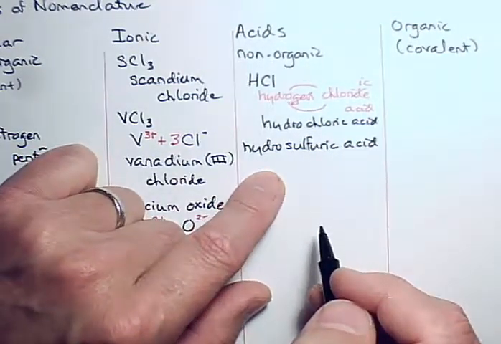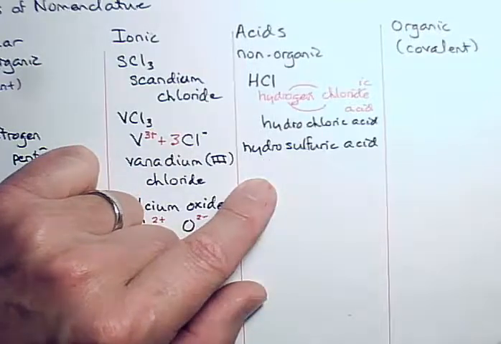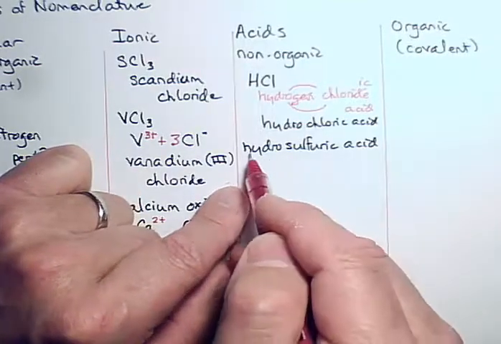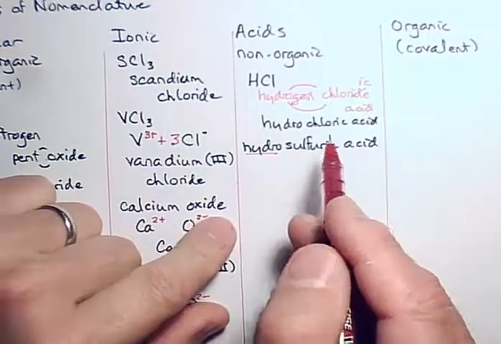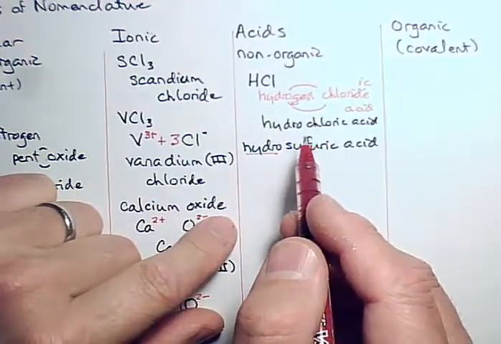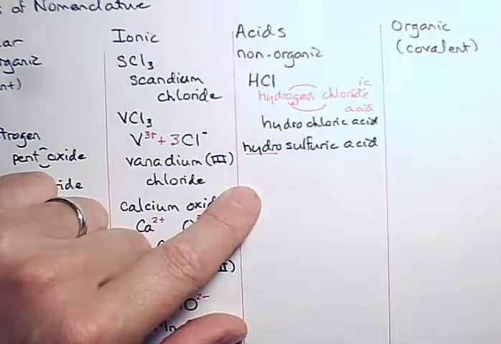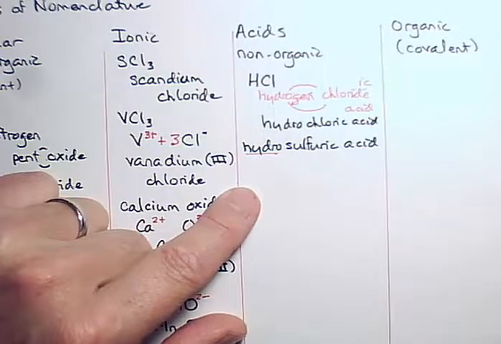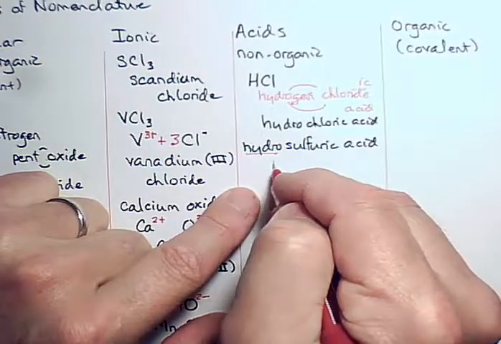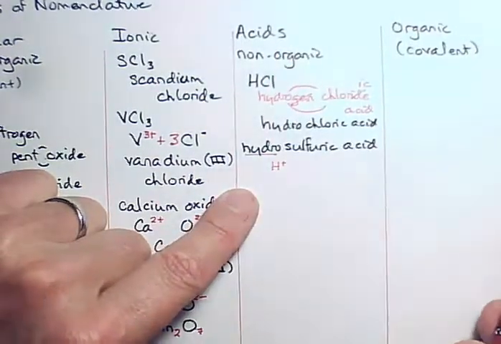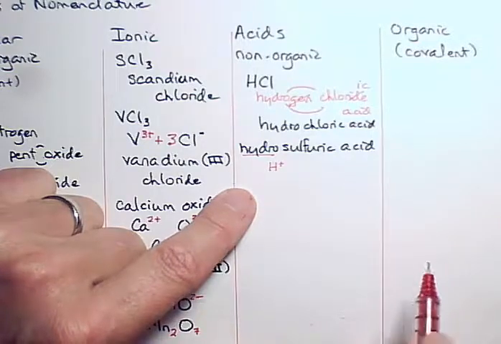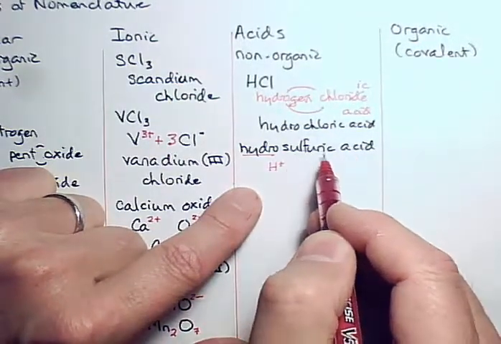I'm going to give you hydrosulfuric acid. That hydro prefix is your clue that this is a binary acid. It's only going to have two elements, no more than two. One of those elements has to be hydrogen, because non-organic acids always have hydrogen in them. In fact, most acids do.